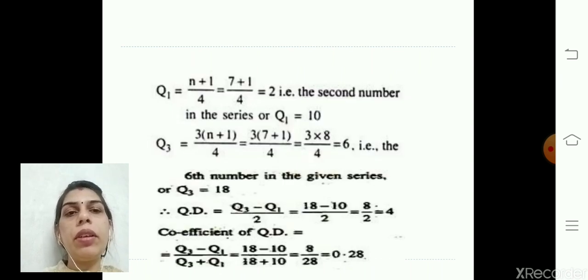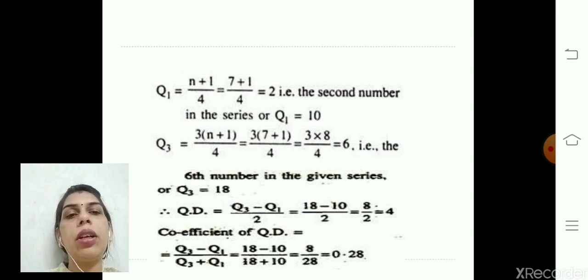In the same way we can calculate Q3. The change in the formula is multiplication by 3. So the formula is 3 into (n plus 1) divided by 4. So the value will be 6. That means the sixth position value is the third quartile. So we can see that in the sixth position the value is 18. So the value of Q3 is 18.